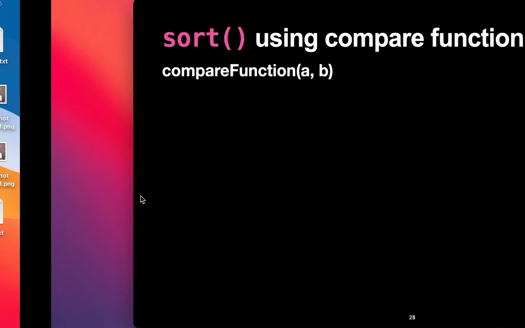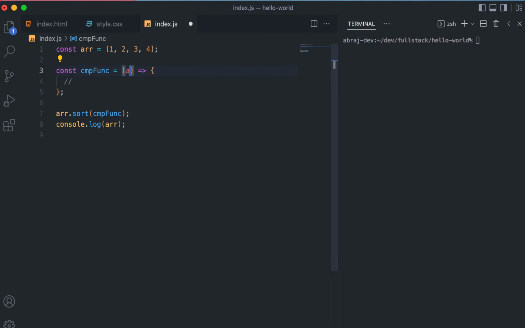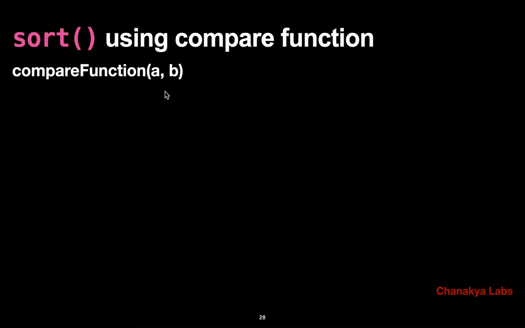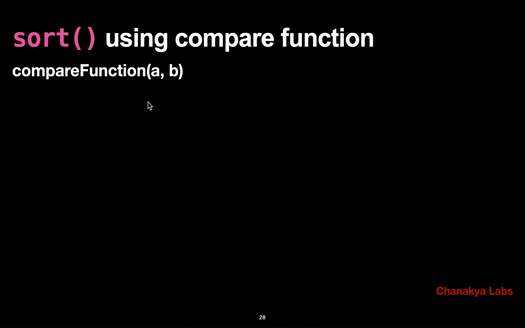Now, how to write the rules? This compare function takes two arguments, let's say a and b. There are three possibilities: either a has to be placed before b, or a has to be placed after b, or it doesn't matter because both are equal. These are the only three scenarios, and for each of them you have to return some value.